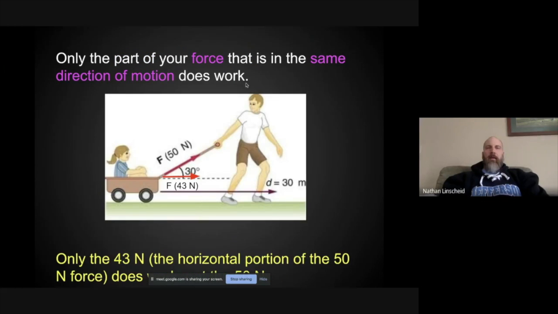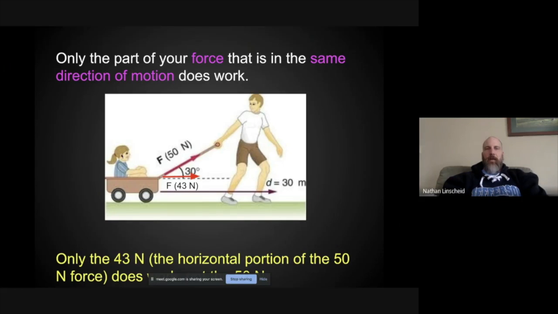The other thing is when you make something move, only the part of your force that is in the same direction of the motion is doing work. Here's an example of a dad pulling a kid in a wagon, and he's pulling up along the handle of the wagon and exerting a force of 50 newtons. Well, the wagon isn't traveling in that direction. The wagon is traveling forward.